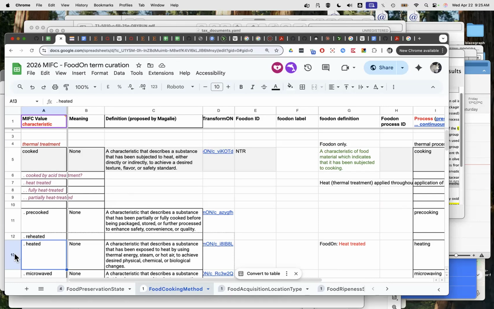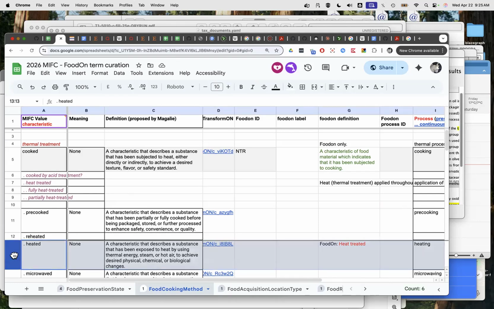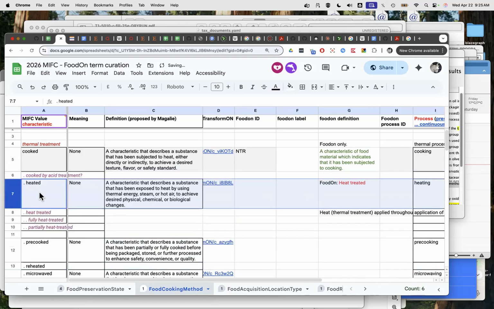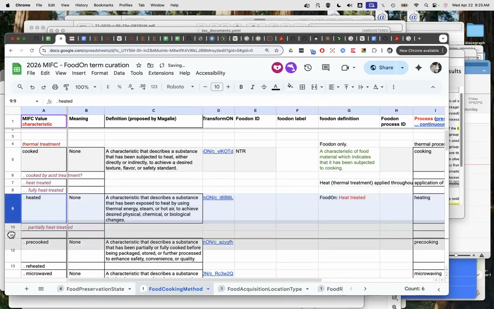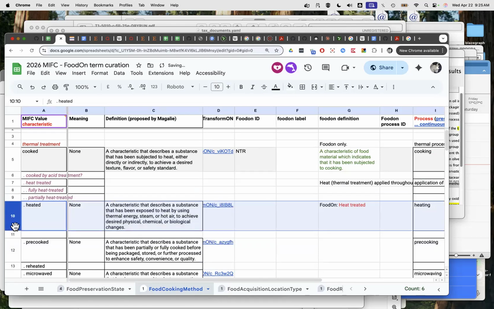I think so. Well, it would be like heat treated without necessarily getting to the level of cooking. Right. So that's it, because you can partially, it's a synonym: something heat treated, which is pasteurized, for example. Pasteurized is also a type of heating process. Yeah. So I think your FoodOn heat treated is the same thing as my FC heated.